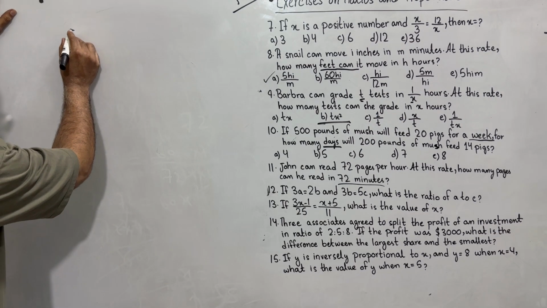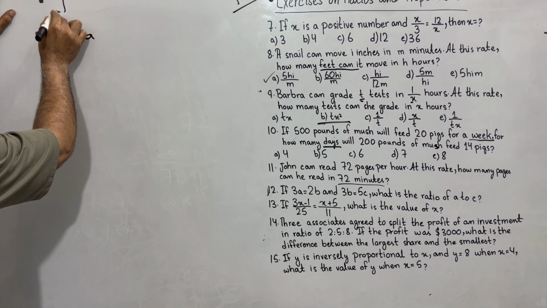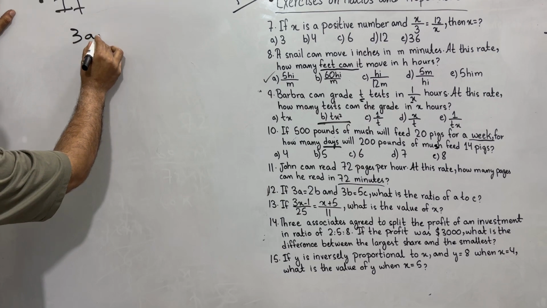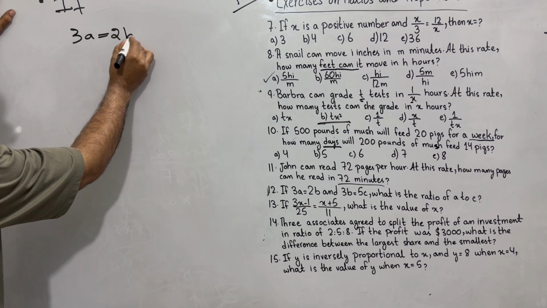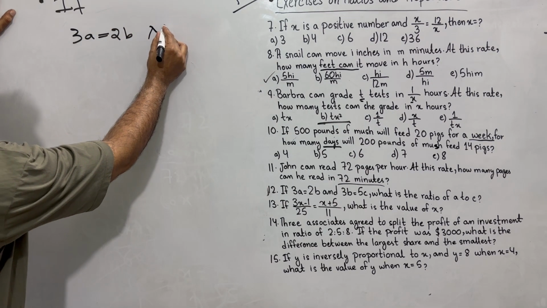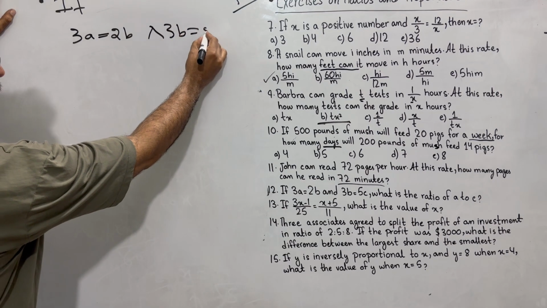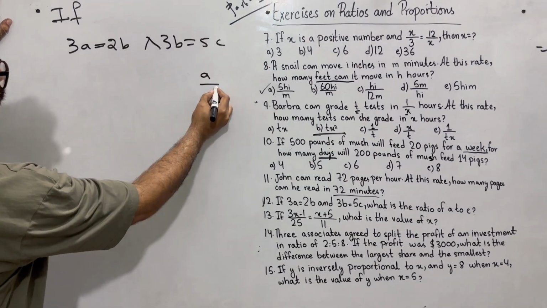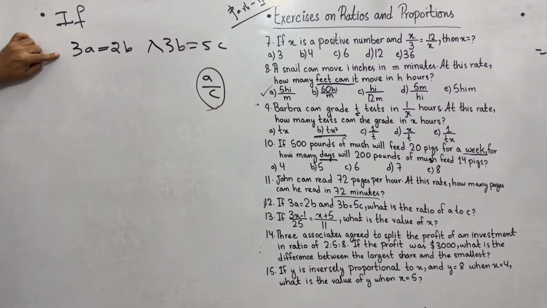If 3a is equal to 2b and 3b is equal to 5c, find the ratio of a to c, meaning a over c.